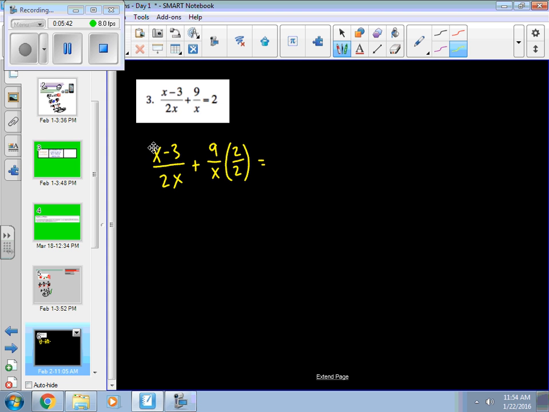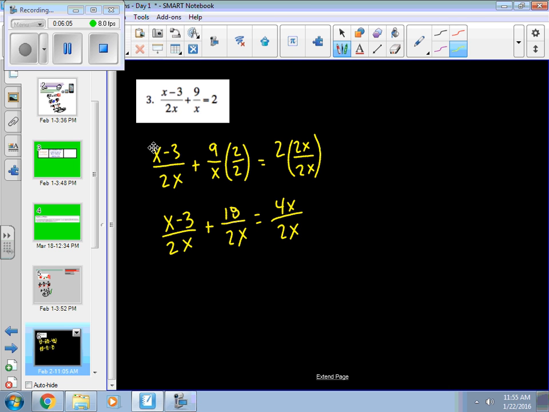On the last one, this has no denominator at all. So now we need to multiply by both 2 and x. So 2x over 2x. All right, so now if we do our multiplying here, we got x minus 3 over 2x, plus 9 times 2 is 18 over 2x, equals 2 times 2x is 4x over 2x. Now that we have the same denominator all the way through, if we were to just multiply everything by 2x, all those cancel out. So now we just are left with our numerator of x minus 3 plus 18 equals 4x. If we solve this out, we should figure out what x is.